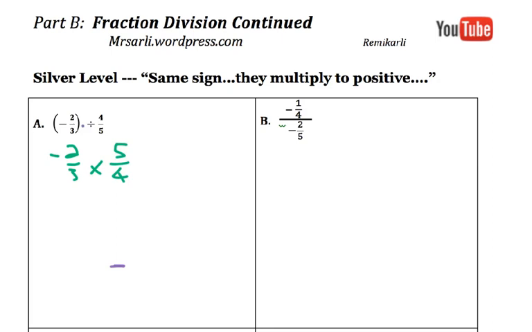From there, I'm going to multiply across. 2 times 5 is 10. 3 times 4 is 12. And the signs are different, so my answer is going to be negative. And then I could probably simplify this some more. So I think, do 10 and 12 have a common factor? They do. They can both be divided by 2. So then I'm going to get negative 5 over 6.